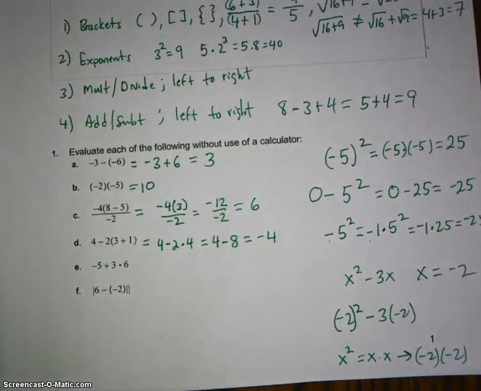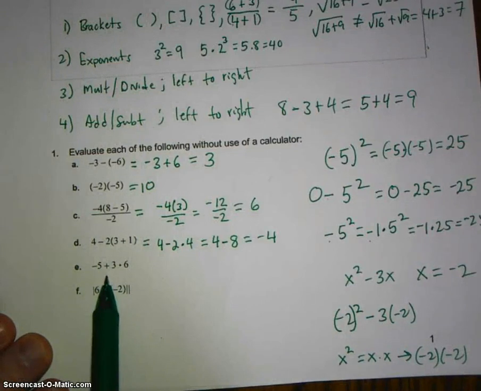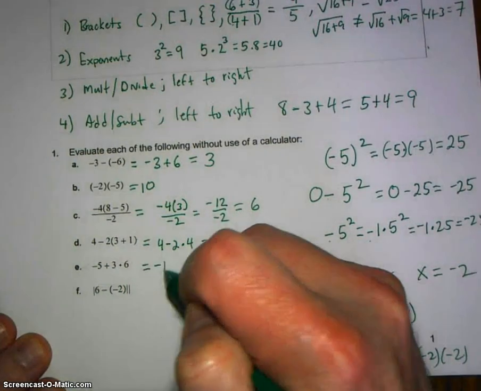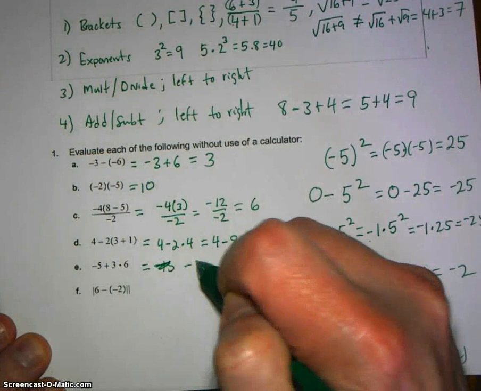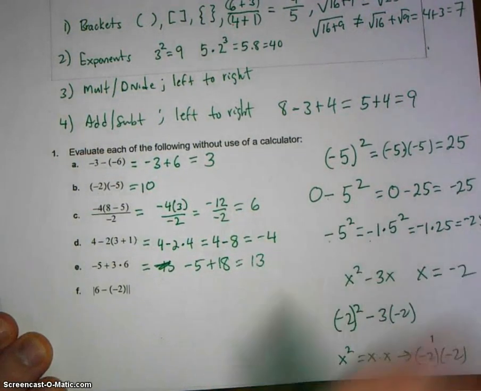All right, finishing up section 1.2 here. Again, we've got part E. We have to follow the order of operations. Again, it's very easy to think you want to do the -5 plus 3 first. Can't do that, got to multiply. That's a negative, oops, sorry. -5 plus 18 is 13.